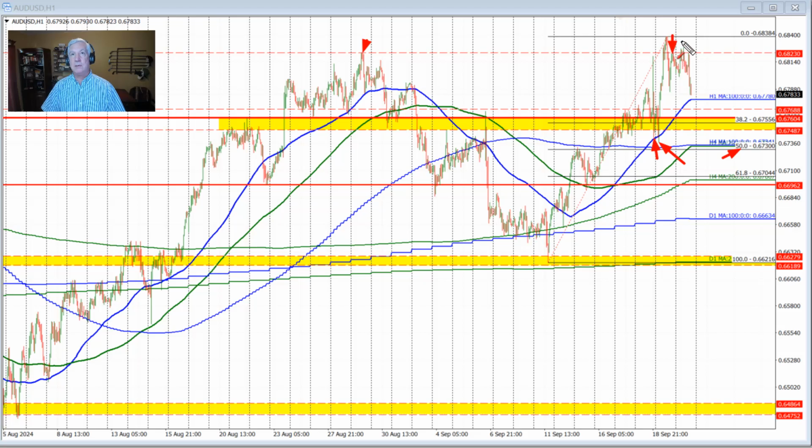And then we started to use that level as resistance right here, or those levels as resistance, including in the early New York session here today, near the 0.6823 level. So the price has since rotated back to the downside and looks toward the 100-hour moving average at 0.6778. We're going to need to get below that 100-hour moving average.